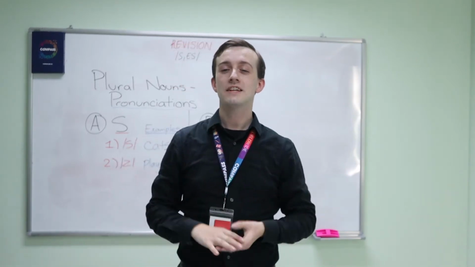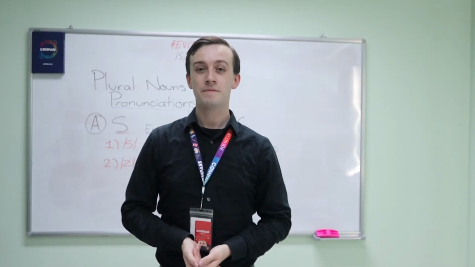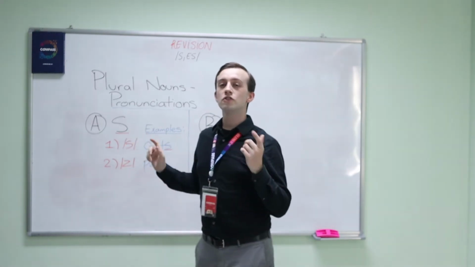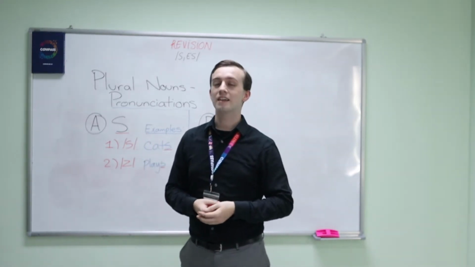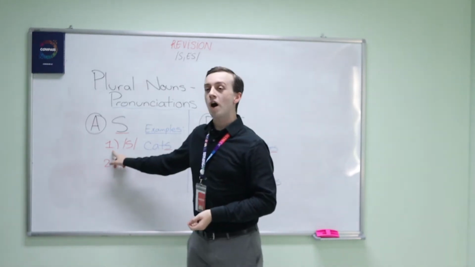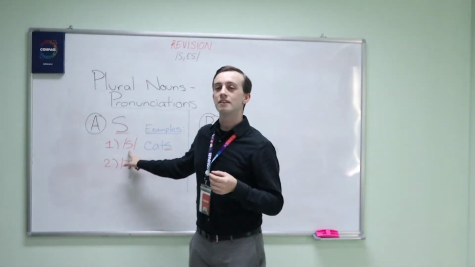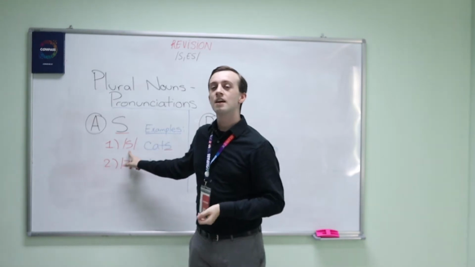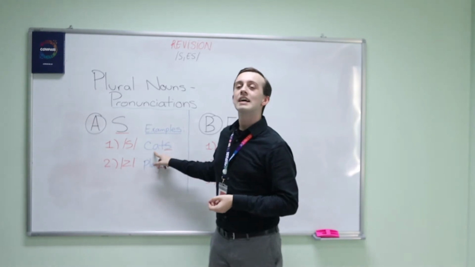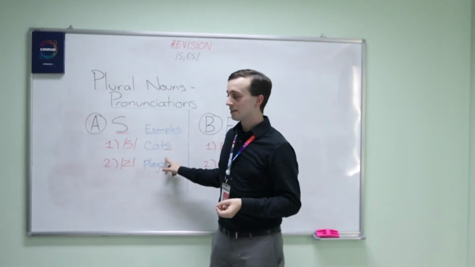Okay, now let's talk about the pronunciation of plural nouns in English. First, the letter S. Here, there are two ways of pronouncing the letter S at the end of nouns. Number one, the pronunciation is S. It is S. Some examples are here. This word is cats. S makes the sound S.